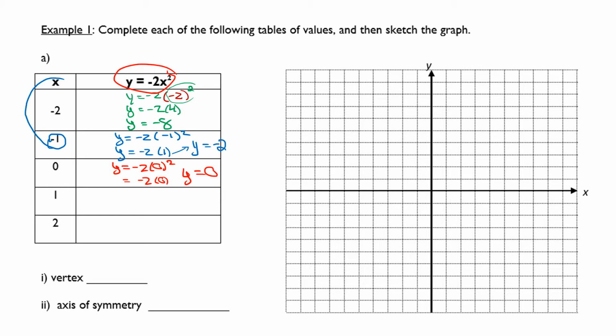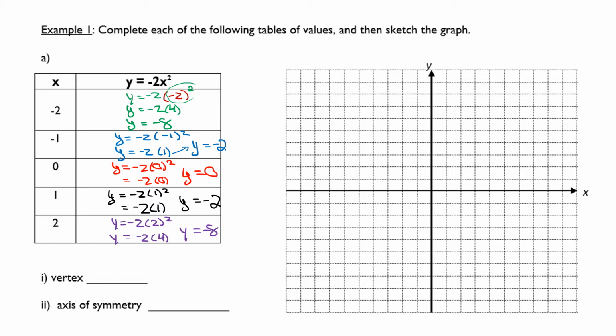How about 1? Going back up to the equation, Y equals -2 times 1 squared. What is 1 squared? 1 squared is 1. So my answer here, when X is 1, I'm going to get a Y value of -2. One more. Y equals -2 times 2 squared. So that's Y equals -2 times 4. So I get Y equals -8. So I have found here for all of these X values, their kind of partner Y values.